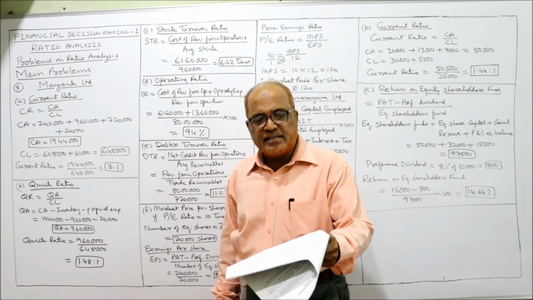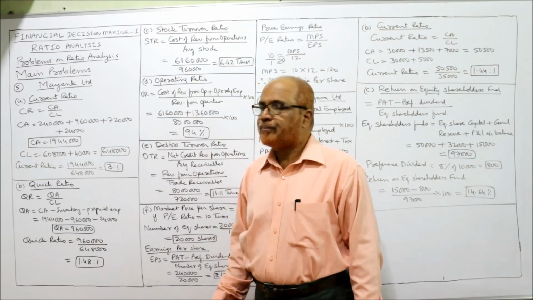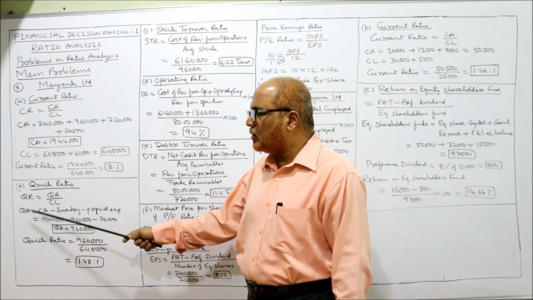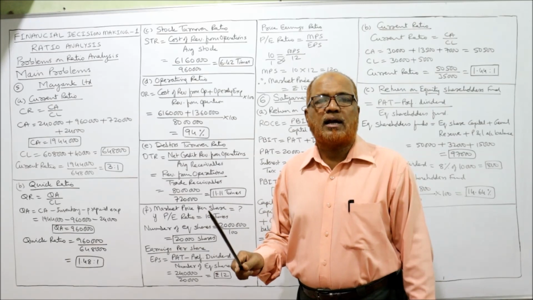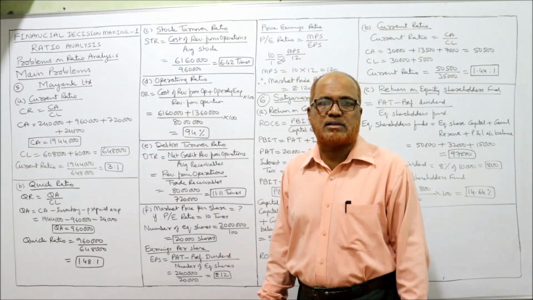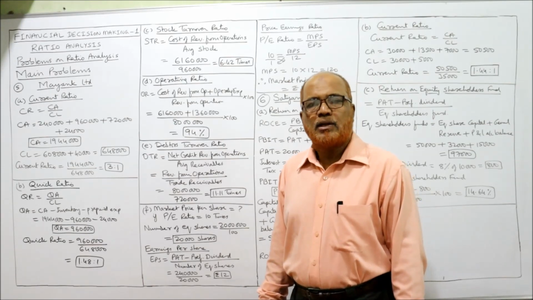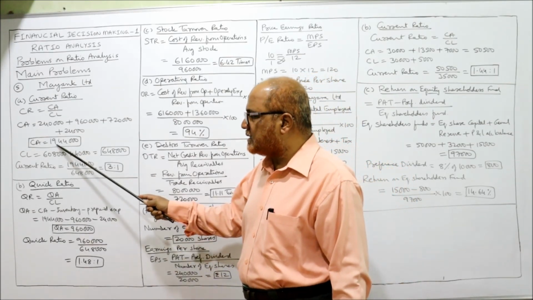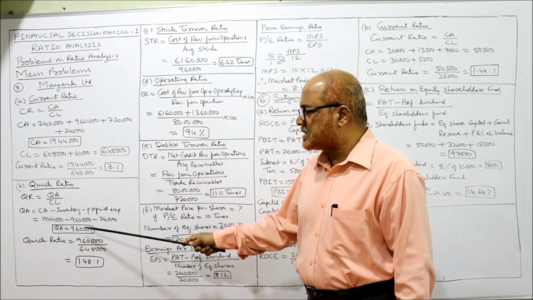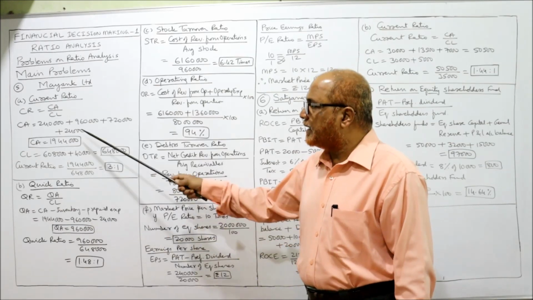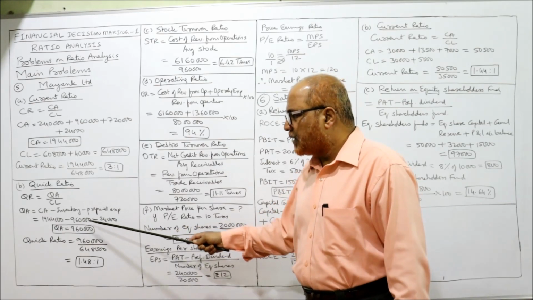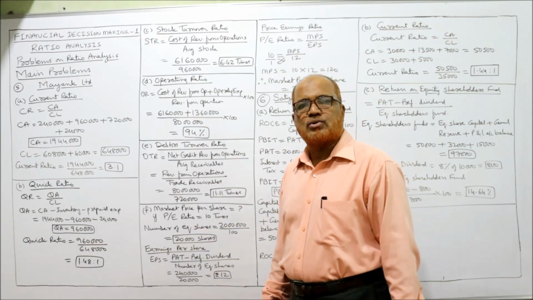Second, B bit. It is asking you to calculate quick ratio. The quick ratio formula is quick assets by current liability. So how to find out the quick assets? The total current assets minus inventories minus prepaid expenses. In our problem, the total current assets are 19 lakh 44,000. From this, the inventories are 9 lakh 60,000 and the prepaid expenses are 24,000, as given in the problem. So deduct these two, quick assets are 9 lakh 60,000.